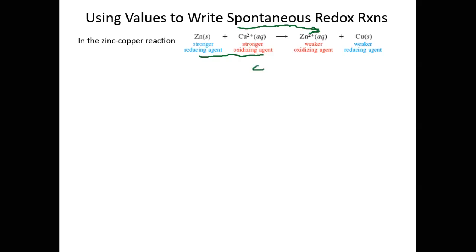So it's going to go in this direction, which means delta G is going to be negative, and K is going to be greater than 1.